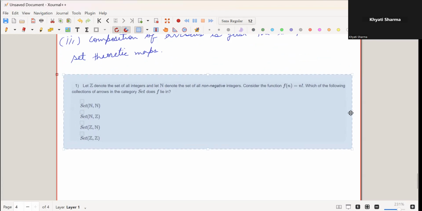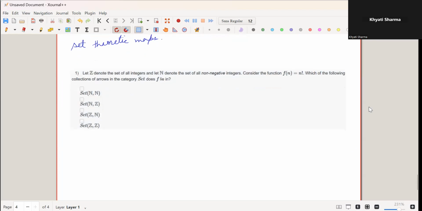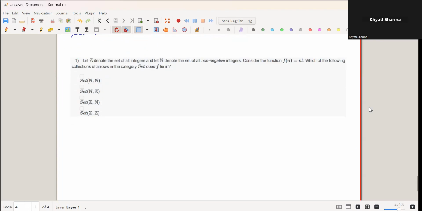So the first question is: let Z denote the set of all integers, and N the set of all non-negative integers, that is, the set of all natural numbers. You have the function sending any natural number n to n factorial. They are not defining what this N is, but they are saying the function maps n to n factorial.